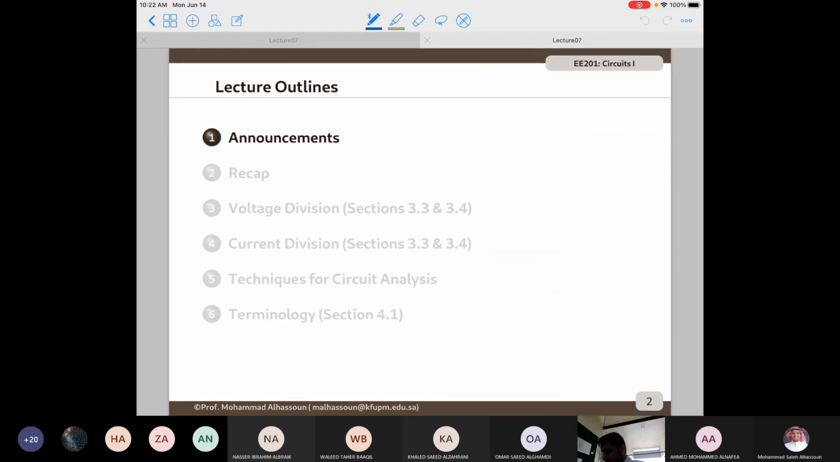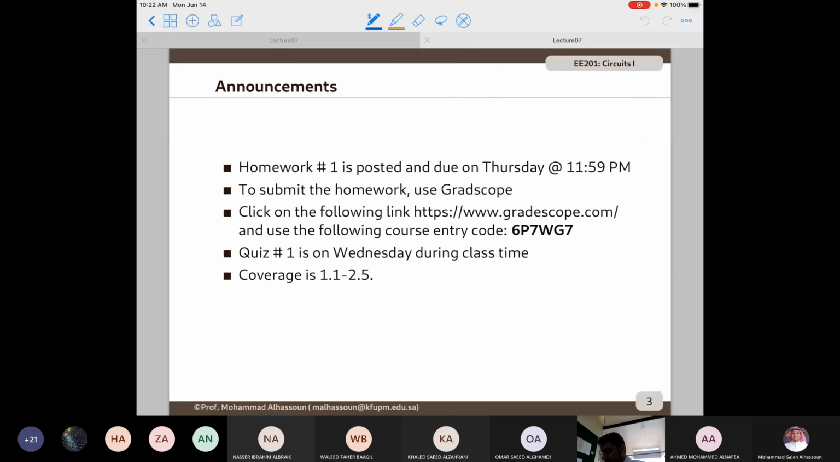Before going into the details of today's lecture, I'm going to remind you about homework 1. It's due, inshallah, this Thursday at 11:59. You can access Gradescope, and the instructions are written here. The assignment is there. You need to write down your solution and then upload it. Quiz 1 will be, inshallah, on Wednesday during class time. The material for that is section 1.1 to 2.5.